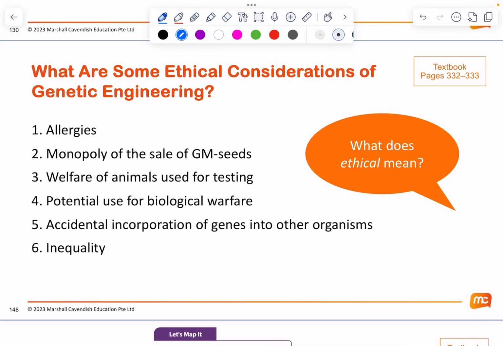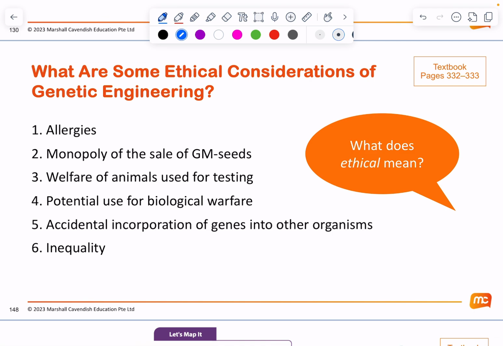So what are some ethical considerations of genetic engineering? In a sense, you have allergies. Let's say you are not allergic to rice, but you are allergic to soya bean, and someone wants to develop the rice to taste like soya bean, so they use soya bean genes in the rice. Then you, who initially had no allergy to rice, get an allergy when you eat this rice. So that is one example. So allergies is an example.